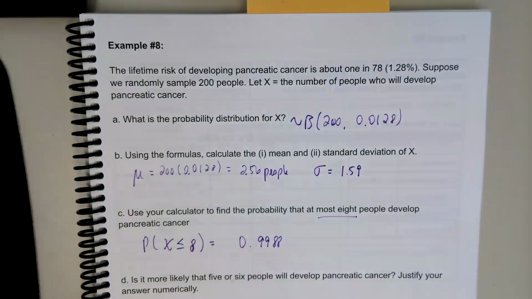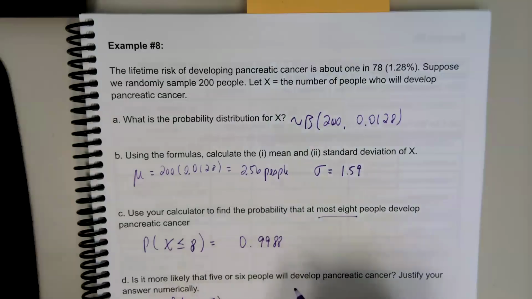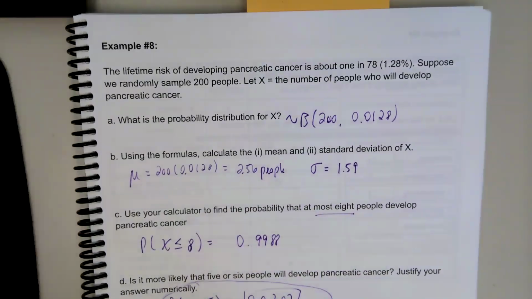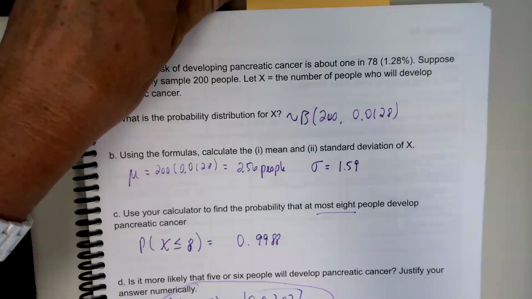And D says, is it more likely that 5 or 6 people will develop pancreatic cancer? Justify your answer numerically. So the probability that 5 develop it is 0.0707. And the probability that 6 develop it is 0.0298. So it's more likely that 5 people develop it than 6 because it's not really likely at all.